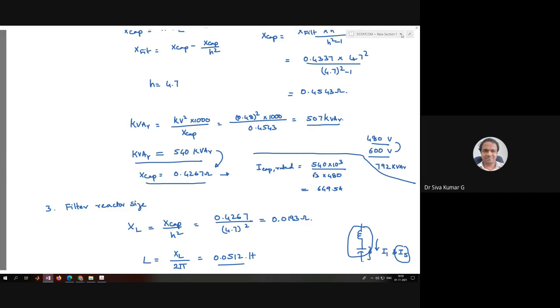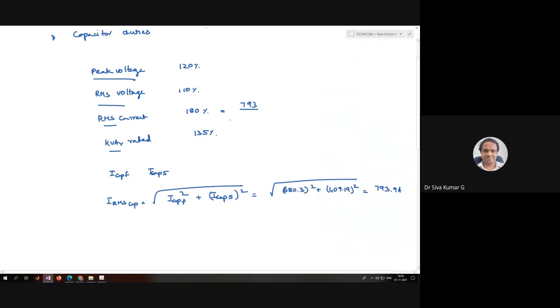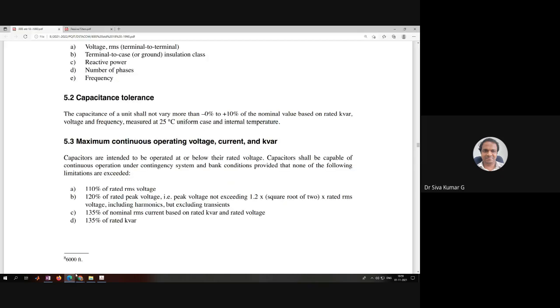We get around 649. So we were supposed to take here 649.5. We are going to evaluate the duties here. We get around 123 percentage for the RMS current. Okay, this part is over. We have evaluated it. It is within the limits of the prescribed IEEE standard.